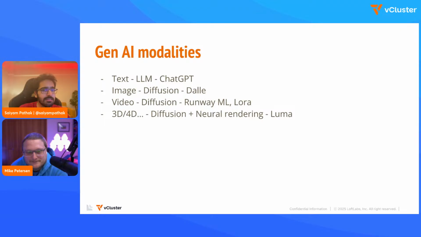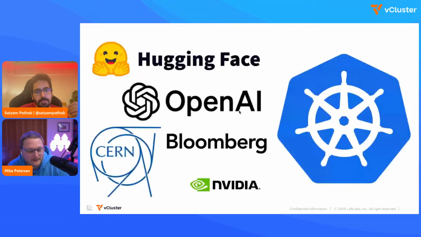So these are some of the models that you might have heard of. We have modalities. We have text, where the model is LLM and the application is ChatGPT. For image, the model is diffusion and the application is DALL-E. For video, you have diffusion, LoRa, VO3, Runway ML, and so on and so forth.